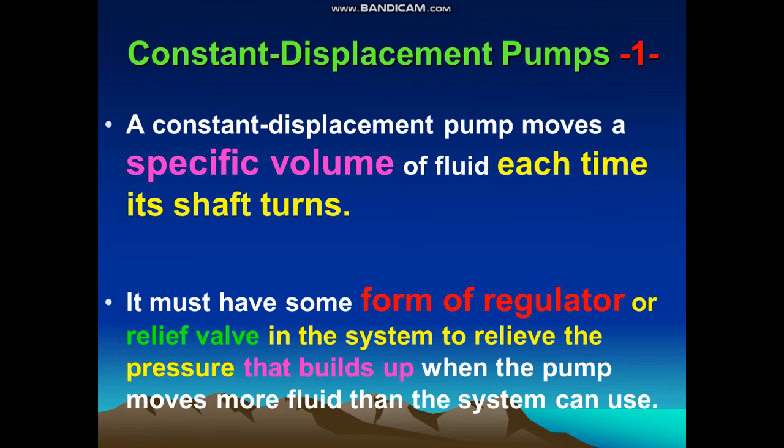The constant displacement pump moves a specific volume of fluid each time its shaft turns. It must have some form of regulator or relief valve in the system to relieve the pressure that builds up when the pump moves more fluid than the system can use.